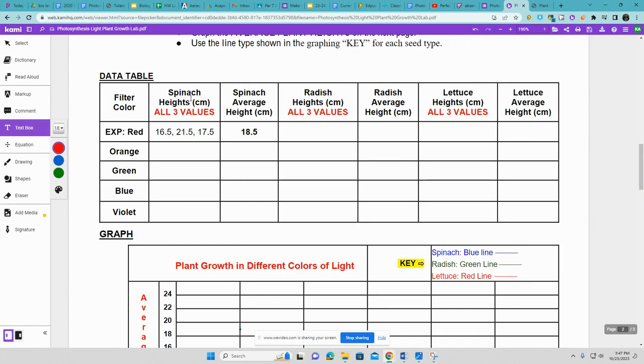So I'm gonna do spinach for you in orange and green. So you can see in red light they grew 3 spinach plants. One was 16.5 centimeters, one was 21.5, one was 17.5. If you add those all up and divide it by 3, you get the average. All right, so I'm gonna do the orange and the green spinach.